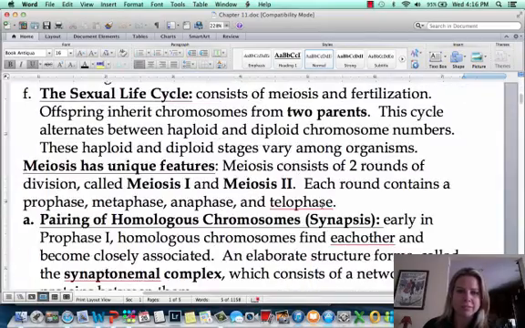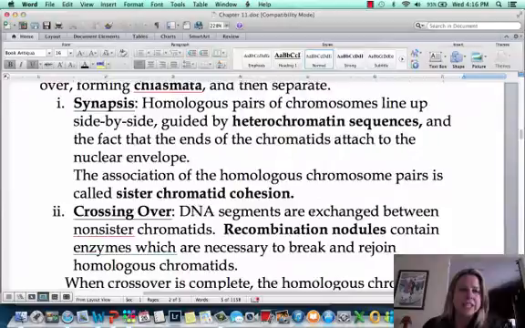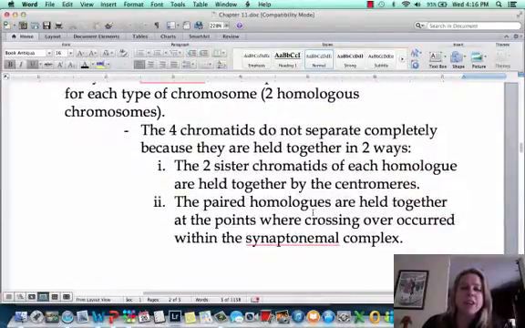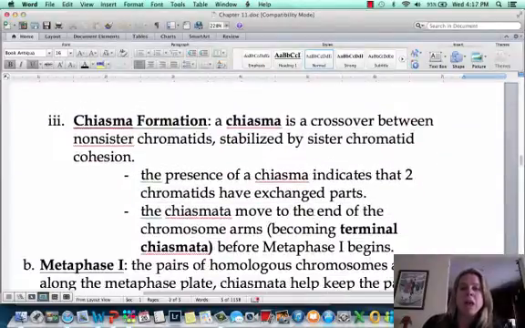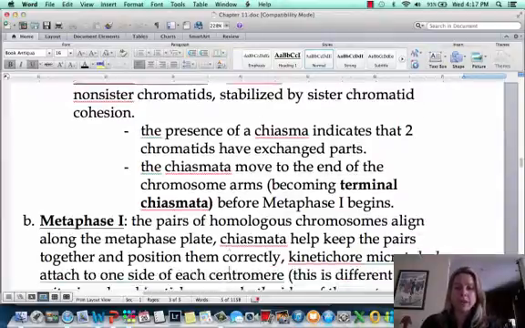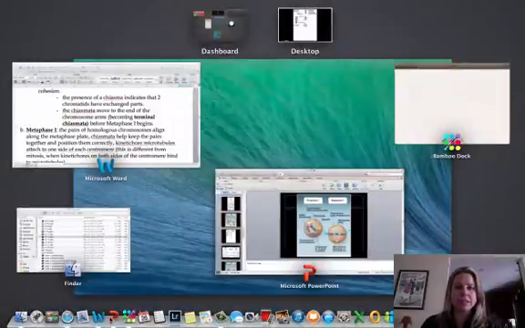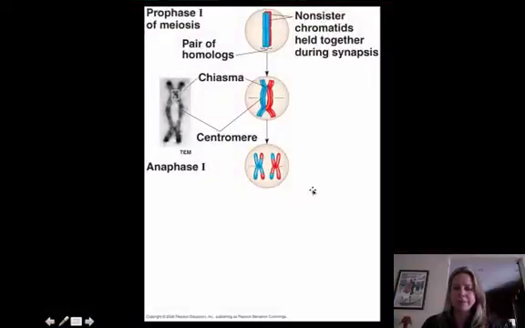Okay, so the chiasma, like I said, is going to be that little bridge where the DNA segments have exchanged. And that's pretty much it for prophase 1. So the really important thing you want to get out of prophase 1 is that the crossing over happens. Now in metaphase 1, I'm going to let you take a look and see if you notice anything different about metaphase 1.